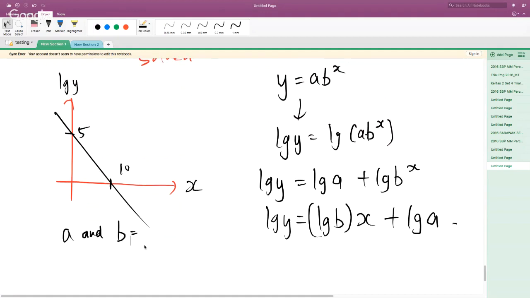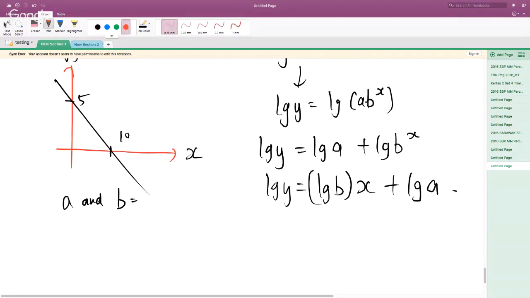Okay, from here, if you arrange like this, you know this one basically is your gradient. And this one basically is your vertical intercept. Okay, in order to get the gradient, it's just negative y-intercept over x-intercept. So it's negative half. So if you straight away say b equals negative half, then you got wrong.